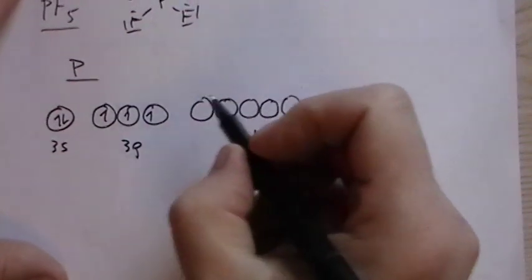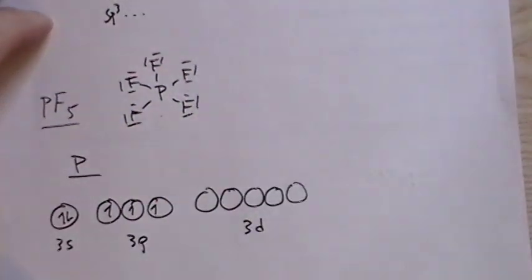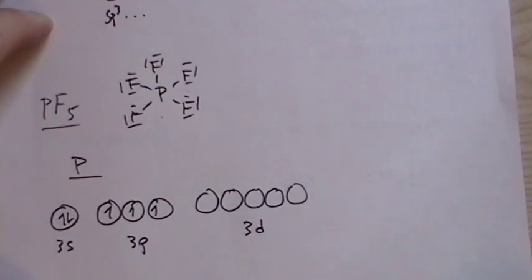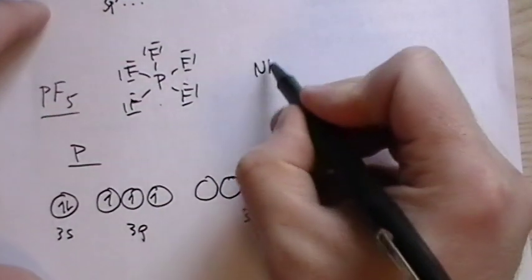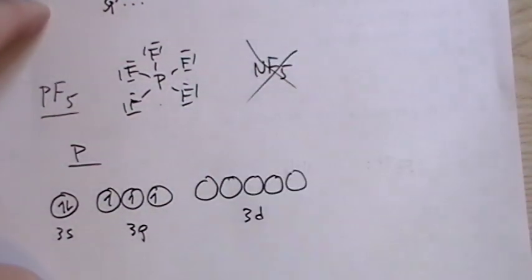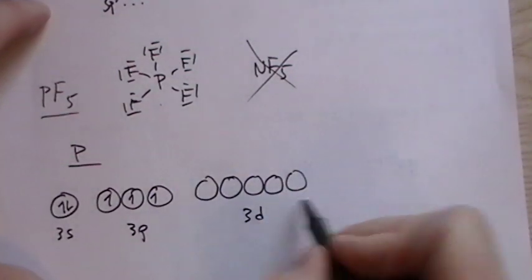And we know that we need to form 5 bonds. Why? Because nature says so. We know that this molecule exists, so we have to go with what we've seen in nature. We know that it forms 5 bonds. We know we've never seen this nitrogen compound. That doesn't exist. And we know why, because there are no 2d orbitals.